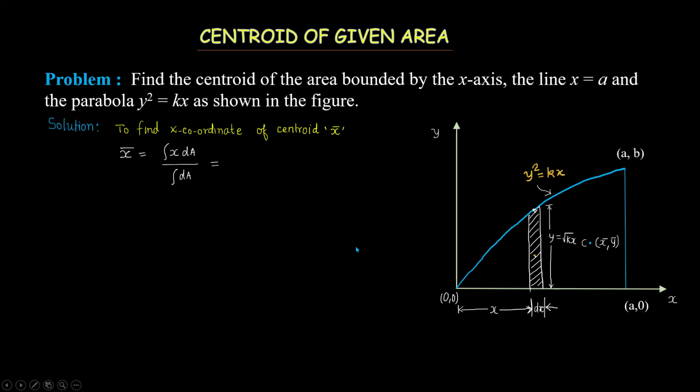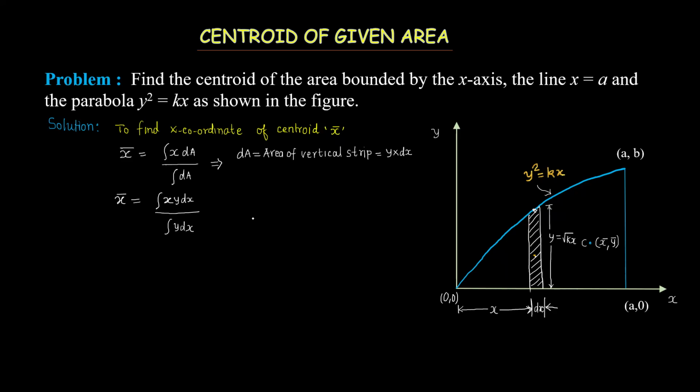Here, friends, dA stands for the area of the strip I have taken. The area of the strip is given by the height of the strip and the thickness of the strip. Please remember, I have taken dA as the area of the vertical strip, and this is nothing but the height of the strip, which is y, and the thickness of the strip is dx. This is very important. So I'm going to substitute that value here. Therefore, the x coordinate of the centroid will be equal to integration of x times dA, which is basically y times dx. The denominator will again have integration of the area, so y dx.